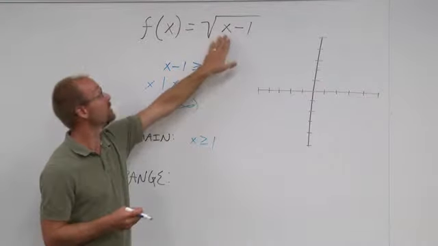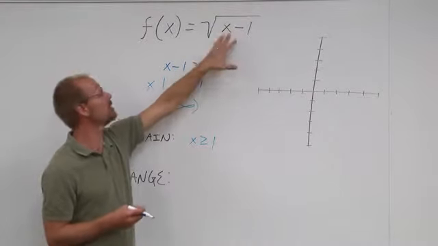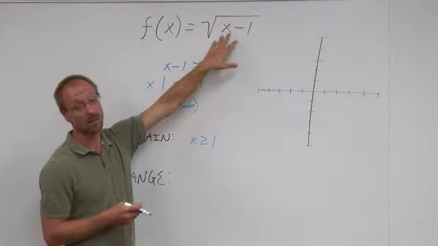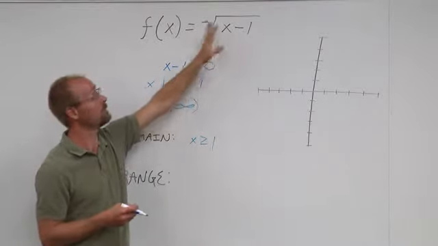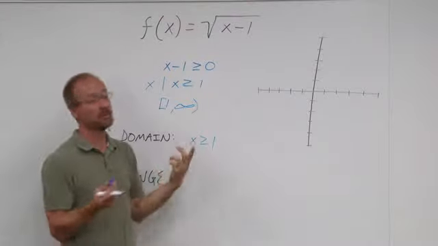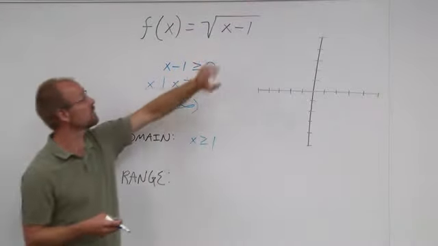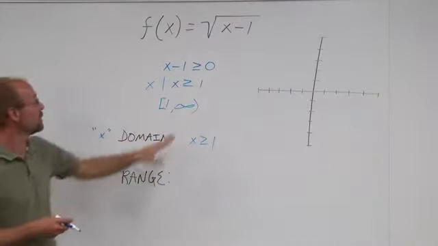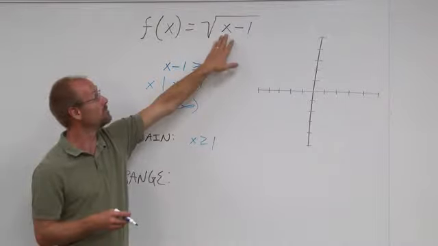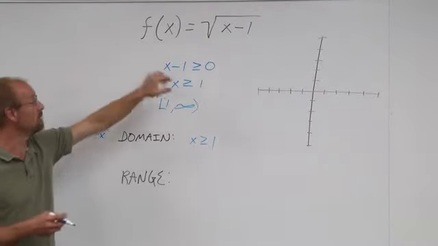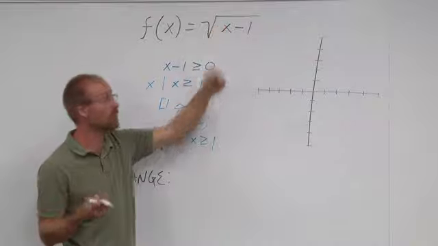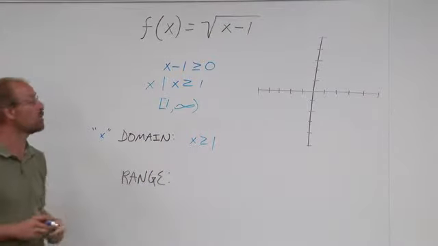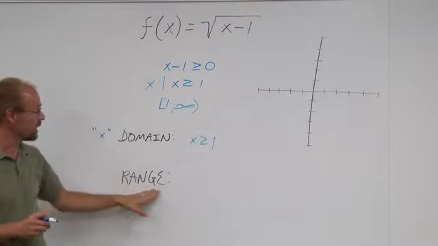As long as x is 1 or greater, I'm not going to have any imaginary or unreal values that I can't graph. As an example, what if I put in 0? 0 minus 1 is negative 1. What's the square root of negative 1? I can't take the square root of a negative at this point, so there is no real value. So a negative value isn't going to work for x. That's its domain.